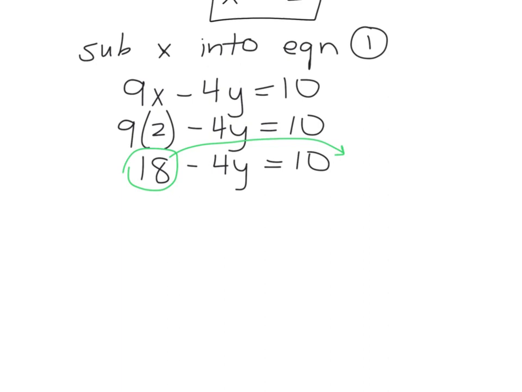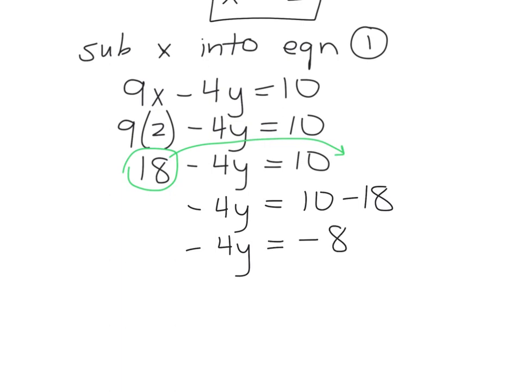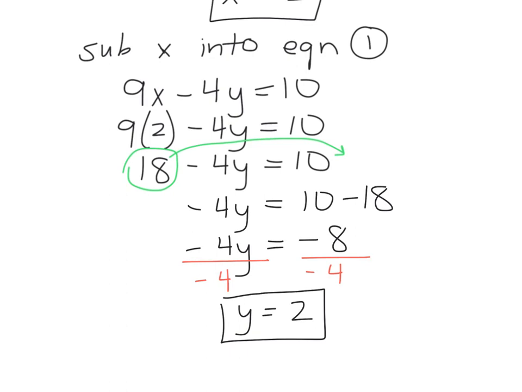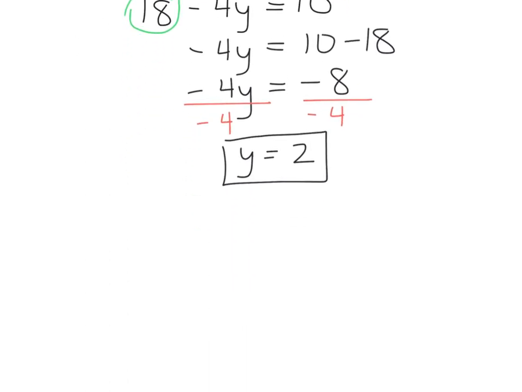That's going to leave me with negative 4y equals 10 minus 18. So we've got negative 4y equals negative 8. 10 minus 18 is negative 8. And then to isolate for y, I need to divide both sides by negative 4. So that's going to leave me with an answer of y equals positive 2. So my final conclusion then is therefore my point of intersection is located at 2 and 2.